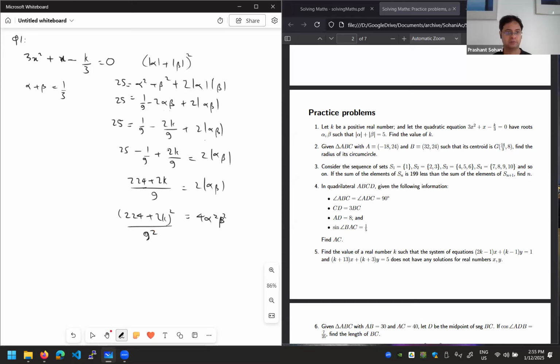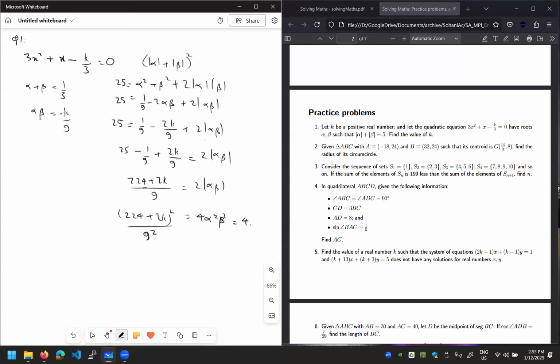So it's alpha beta whole square is also equal to k upon 9 whole square. Yes, correct. So the fundamental thing is we know the sum of the roots and the product of the roots, right? So we are using that again and again. Sir, I have done by a more easier method. Yes, yes, we'll come to that. But let me just complete this.